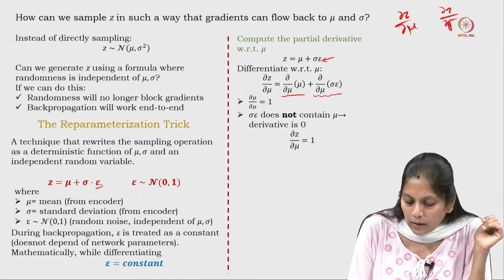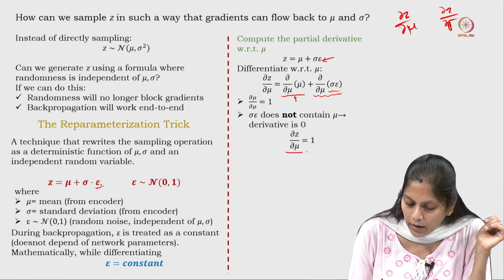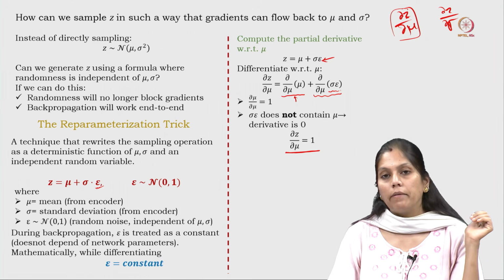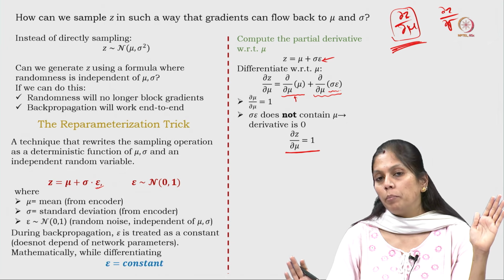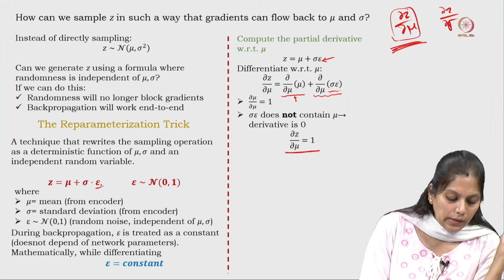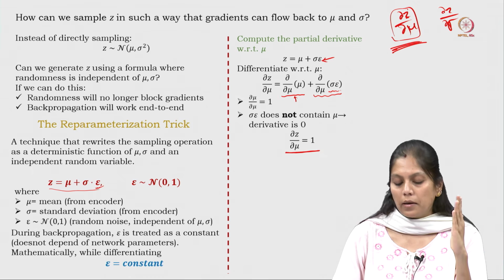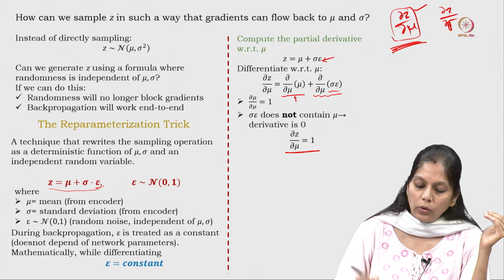Now, the first term is 1, because the derivative of mu with respect to mu is 1. And since there is no mu term here, this whole term becomes 0. Therefore, we have an answer for this. Earlier we did not know what the value of this term was, and because of this the whole problem occurred. Now, because you have written Z in this particular way, where randomness is moved a little away, you are able to get the value for this. What is the value? The value is 1.